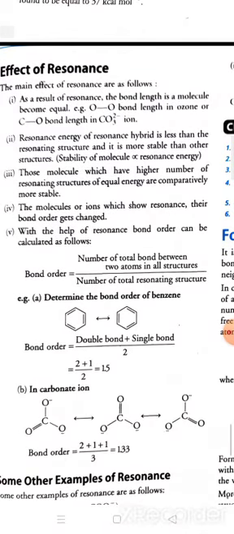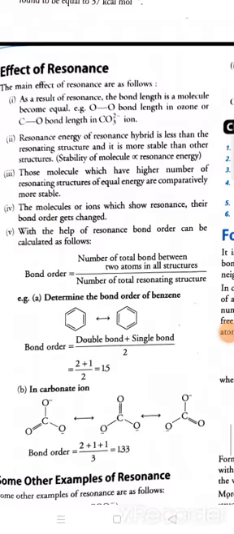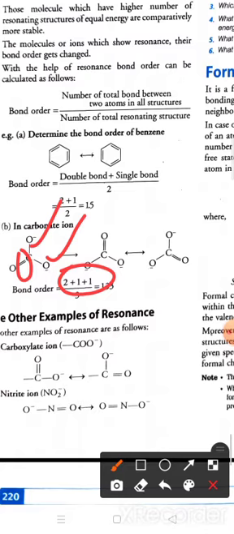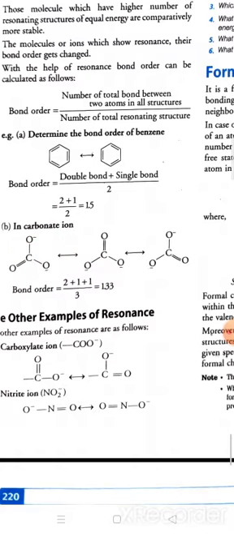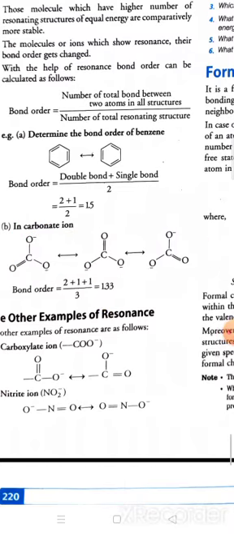Now the fourth point: for a molecule or ion which shows resonance, the bond order gets changed. Due to resonance, the bond order will change, and you can calculate the bond order with this formula. For example, in the carbonate ion, there are 2 bonds, one bond is this and one bond is this. So the total bonds are 4 and the number of resonating structures is 3. Dividing 4 by 3, the answer is 1.33. This is the bond order of the carbonate ion.